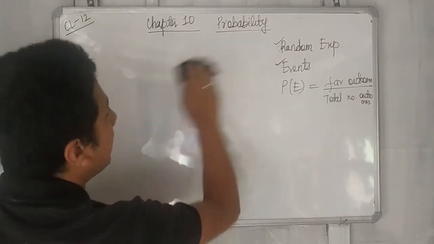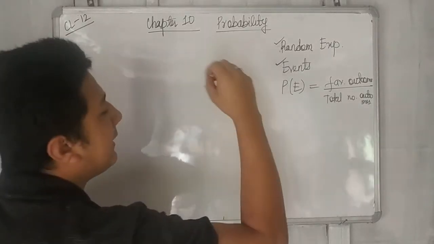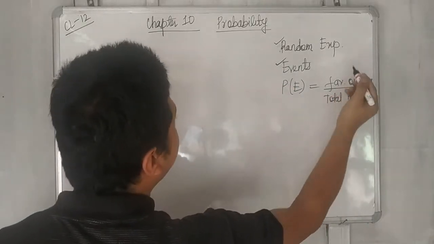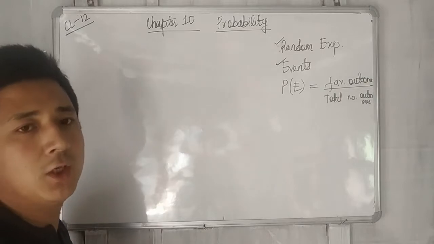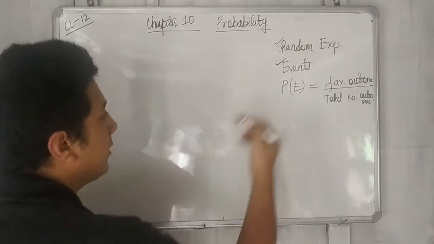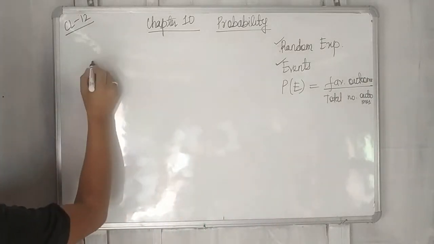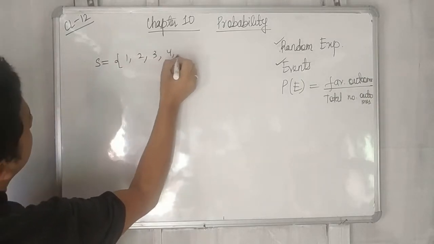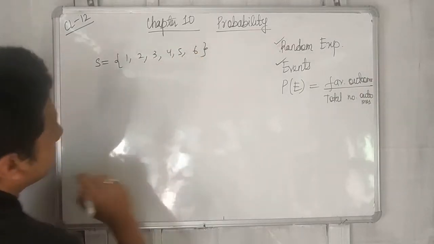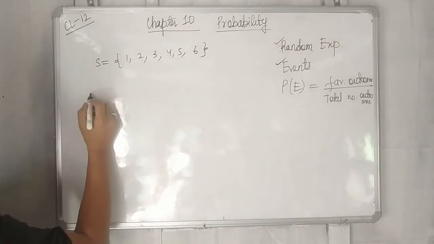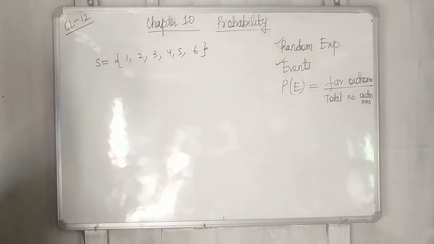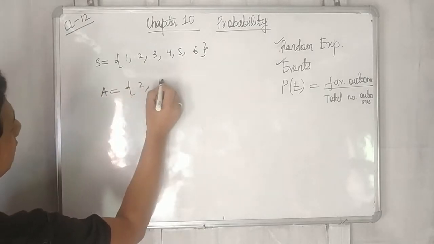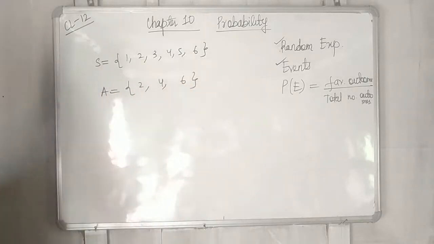After that, the most important thing: probability of any event. The formula is number of favorable outcomes divided by total number of outcomes. I'll give you a small example. Again, when a die is rolled, the sample space will be 1, 2, 3, 4, 5, and 6. Suppose I ask you, give me the probability of getting only even numbers. So what are my even numbers? 2, 4, 6.